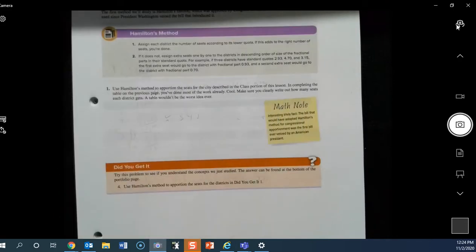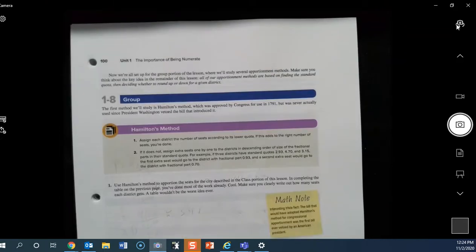All right, now we move on here to page 100. Now it says, now we're all set up for the group portion of the lesson, where we'll study several apportionment methods. Make sure you think about the key idea in the remainder of this lesson. All of our apportionment methods are based on finding the standard quota, then deciding whether to round up or down for a given district.